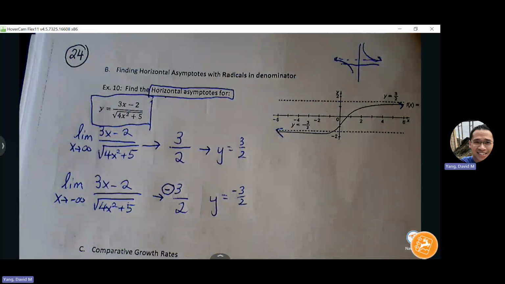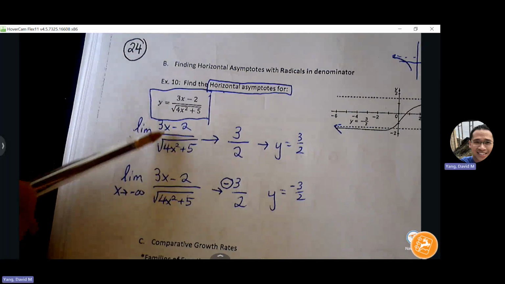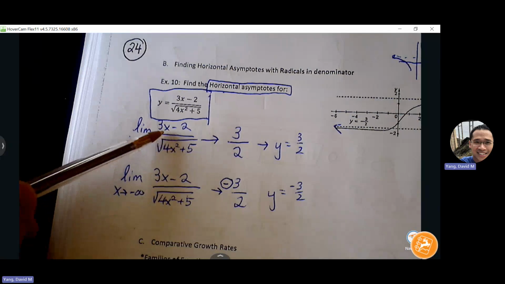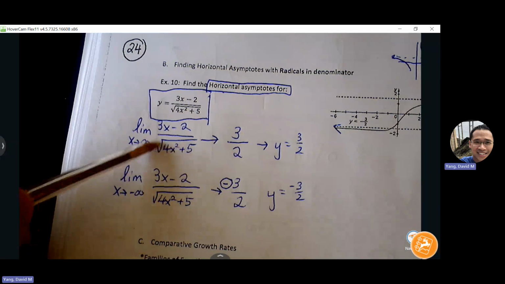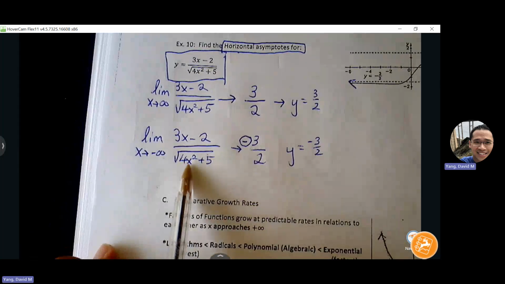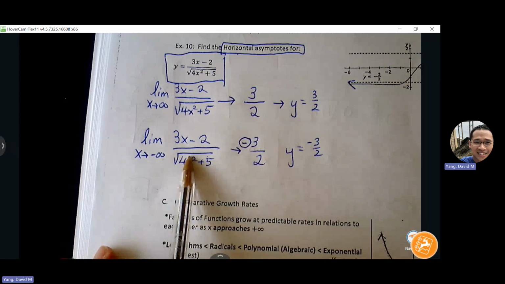How do you get 3/2? What number do you plug in for it? Well, we know that the degrees are the same. We're just taking the ratio of the coefficients. So what's in front of this x? 3, right? And what's in front of this x squared? The square root of 4, which is 2. The degrees both look the same. Exactly. The degrees look different initially, but they're actually the same because the x squared is under the square root.